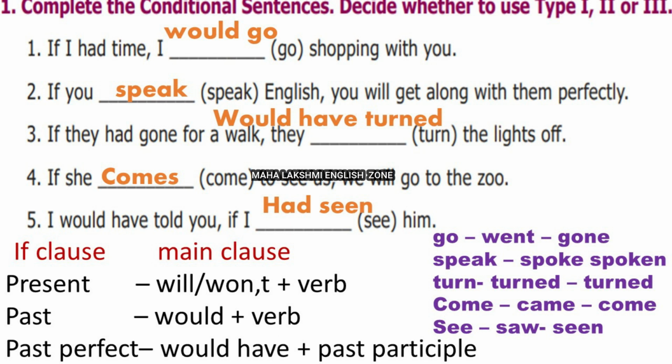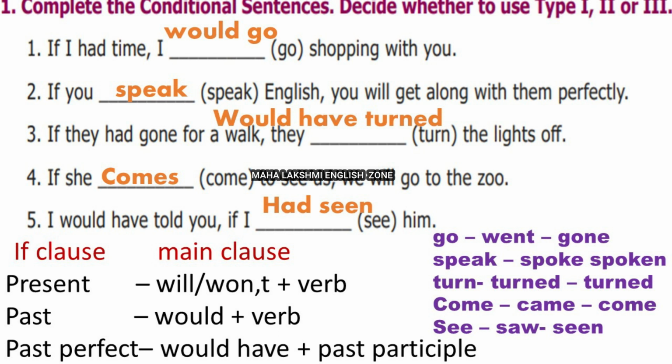Complete the conditional sentences, decide whether to use type 1, type 2 or type 3. That we are going to do, because we should remember our clue. Even here I have given the clue. If the verb in the if clause is present, our answer in the main clause will be either will plus verb or would plus verb. If the if clause contains the verb in past tense, the verb in the main clause will be would plus verb. And if it is past perfect, our answer will be would have plus past participle.